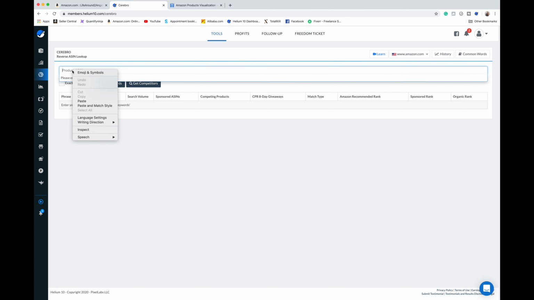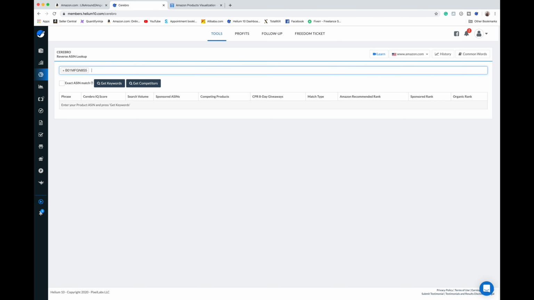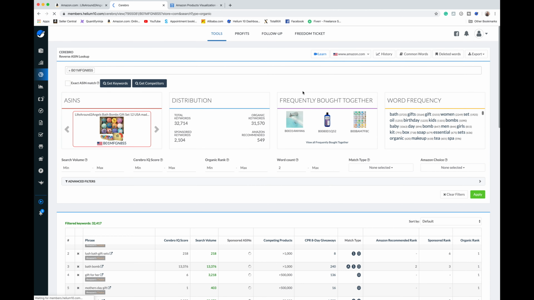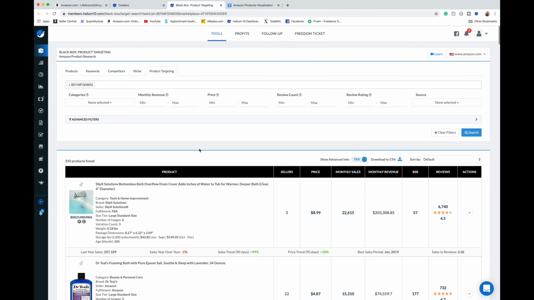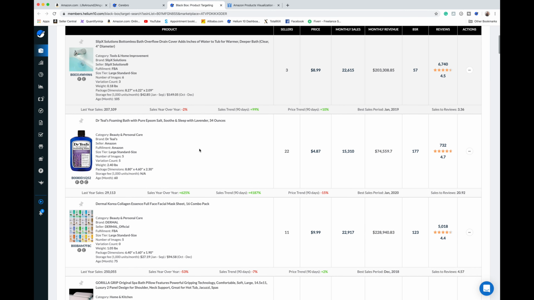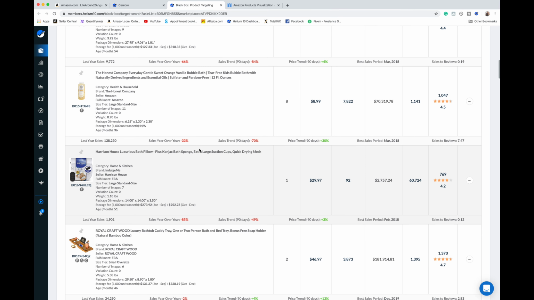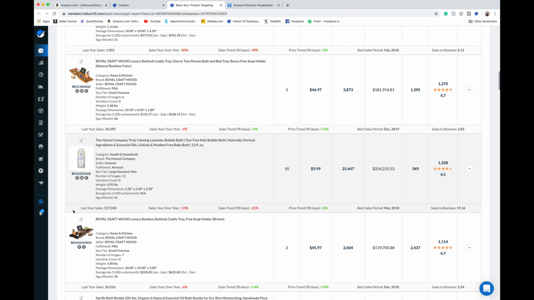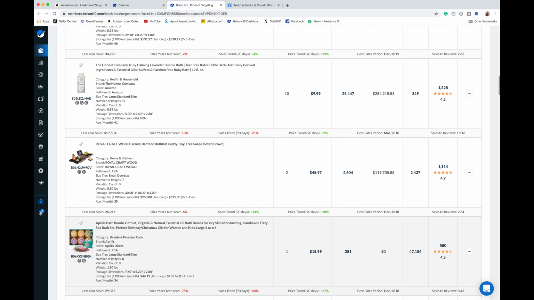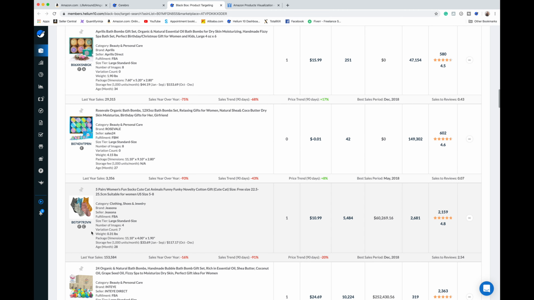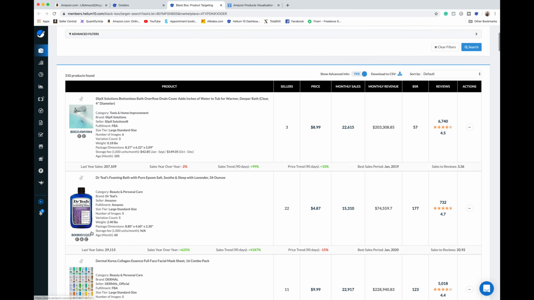And I'm going to paste the ASIN, click on Get. Okay, and then you have here, frequently bought together. It will show me products that are frequently bought together with this product. Some of them will make sense, some of them will not make sense. A lot of these are the bamboo bathroom caddies that people buy. Others will be different types of bath bombs, etc.